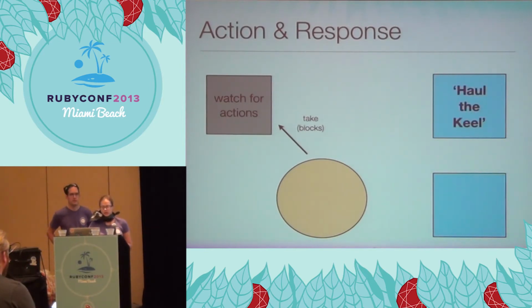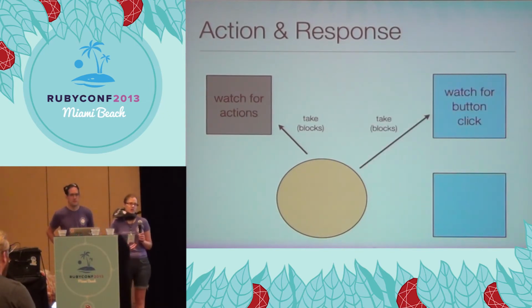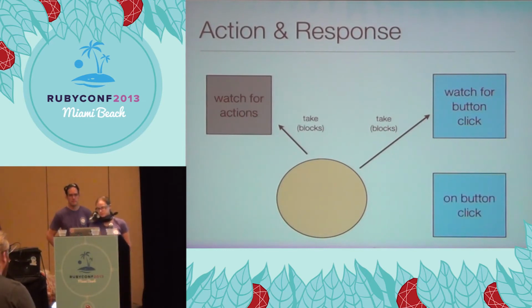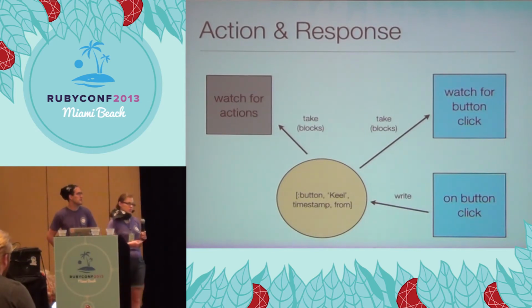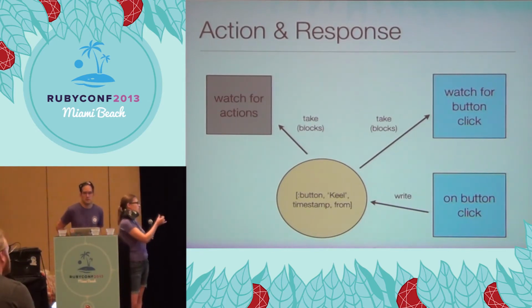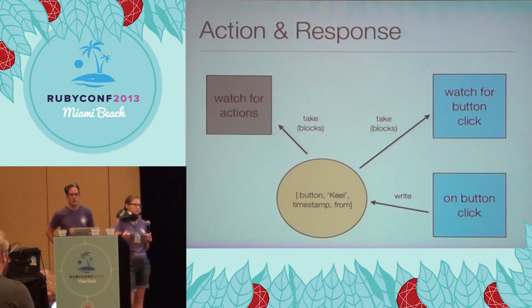So the game generates an action, haul the keel. Then it also sets up a take which blocks and waits for the button click from the other game. So the other game has clicked the button and writes a tuple into the tuple space, which is similar to the previous slide. Here is the button action, the button that was actually clicked, which was keel, the timestamp that it was clicked, and the URI of who actually clicked it.